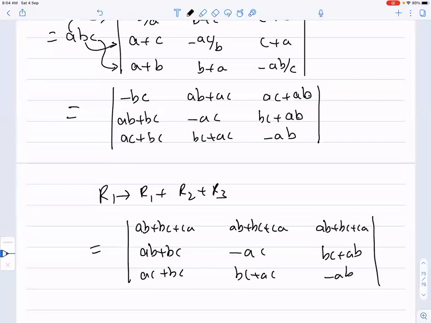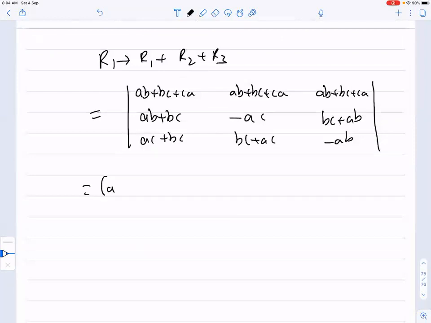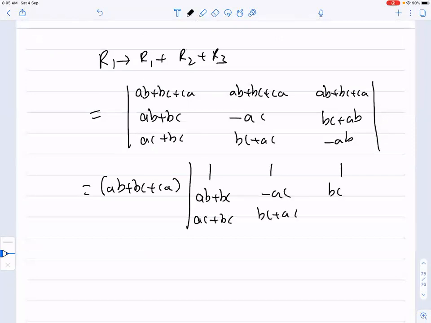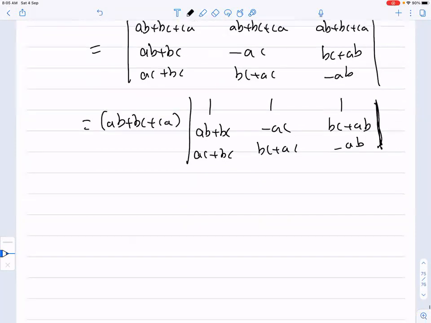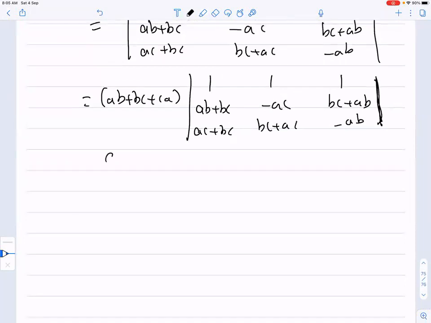Correct, students? Now take AB plus BC plus CA common. The moment we take that, we will get 3 ones: 1, 1, 1, AB plus BC, AC plus BC, minus AC, BC plus AC, BC plus AB, minus AB. Now, when 3 ones are there, what is the strategy that we follow? Make 2 of them 0. That is C2 goes to C2 minus C1, C3 goes to C3 minus C2. If I apply that, what will I get?